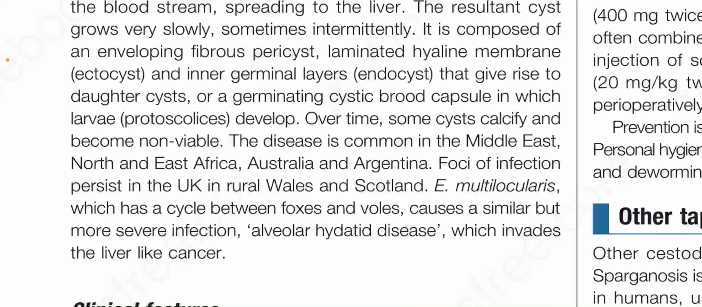The disease is common in the Middle East, North and East Africa, Australia, and Argentina. Foci of infection persist in the UK, in rural Wales and Scotland. Echinococcus multilocularis, which has a cycle between foxes and voles, causes a similar but more severe infection, alveolar hydatid disease, which invades the liver like cancer.